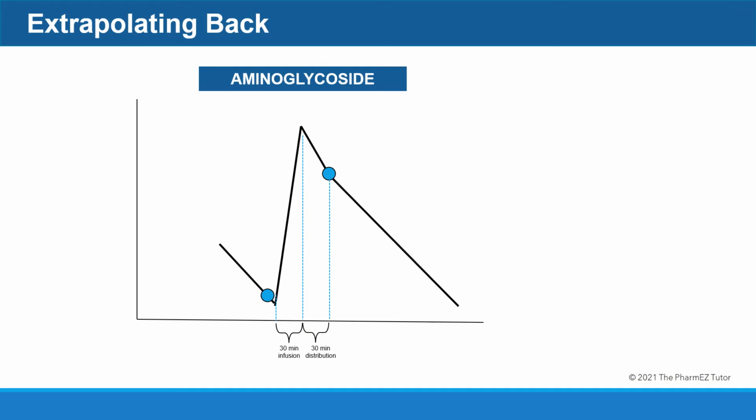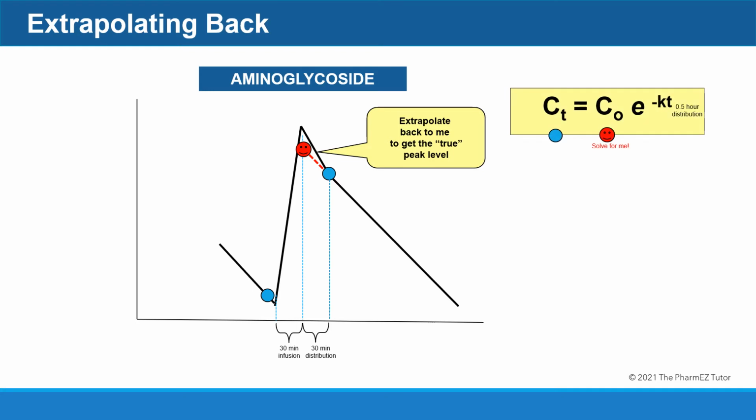Here are aminoglycoside peak and trough levels. We take the peak level and extrapolate it back to get the true peak level, which occurs at the end of a 30-minute infusion. We use the following equation to solve for the extrapolated peak. CT is the measured peak, K is what we solved in the previous slide, and T is the time between the measured peak and the extrapolated peak, which is 0.5 hours.